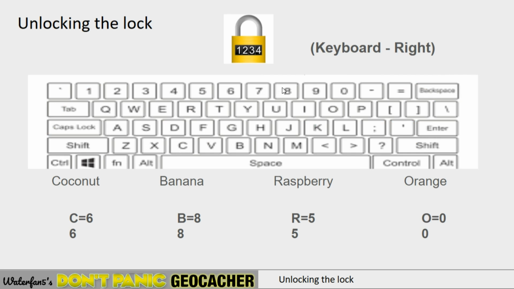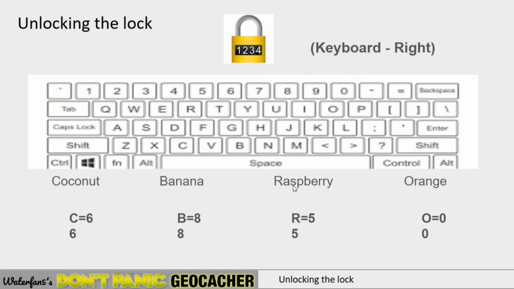The B maps to the 8, the R matches to the 5, and the O matches to the 0. So 6, 8, 5, 0. Again, Raspberry, for example, wouldn't be able to encode in here, but that could be a trick as well because it goes to the minus sign.